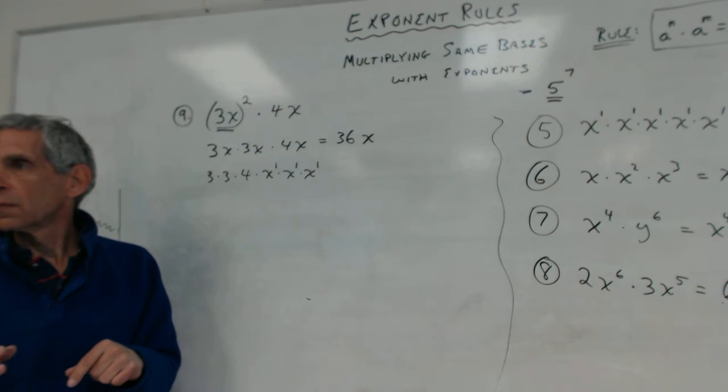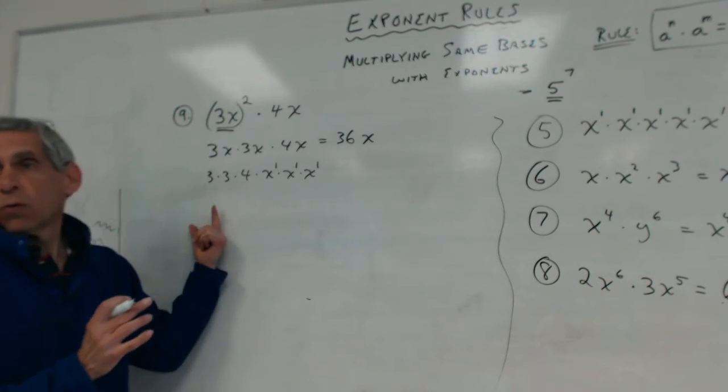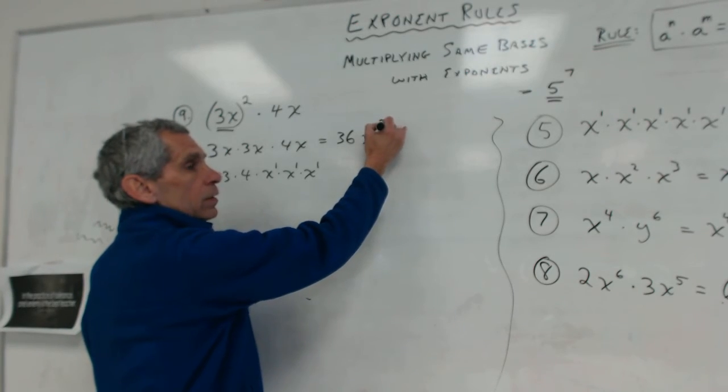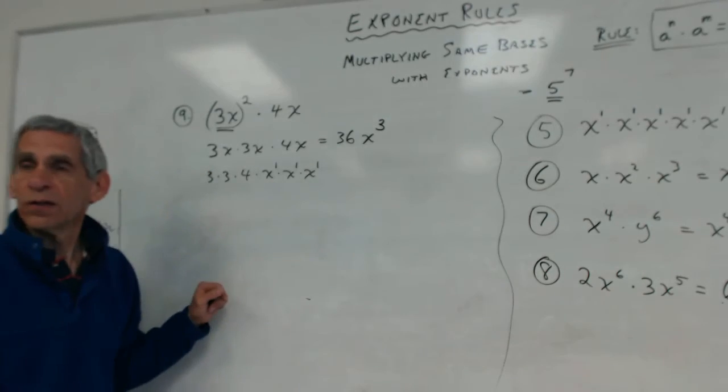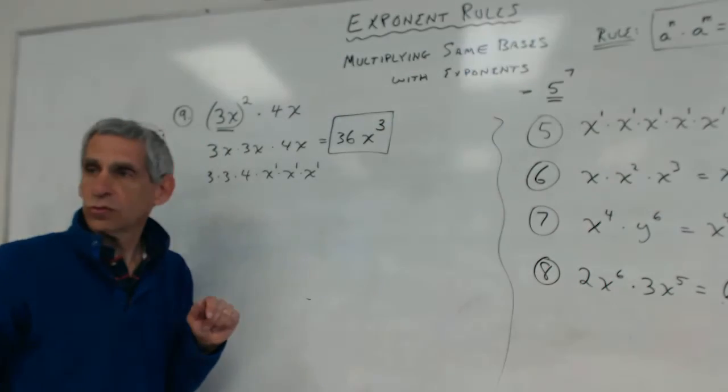So it's like 3x times 3x to the fifth. So what is the final answer? X to the third, right? Yeah, it'd be x to the third. 36x to the third is the answer, see guys. Erica, I was right.